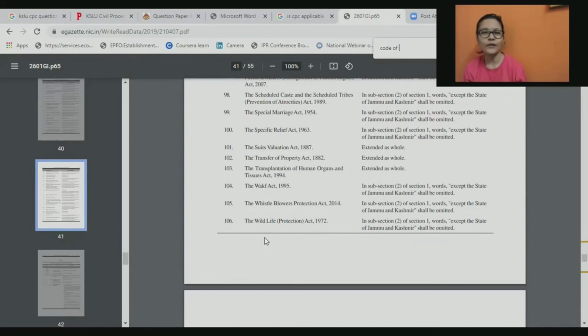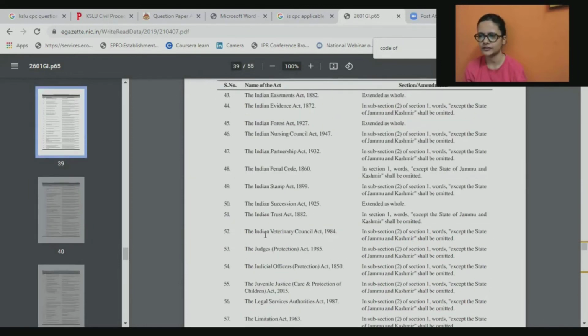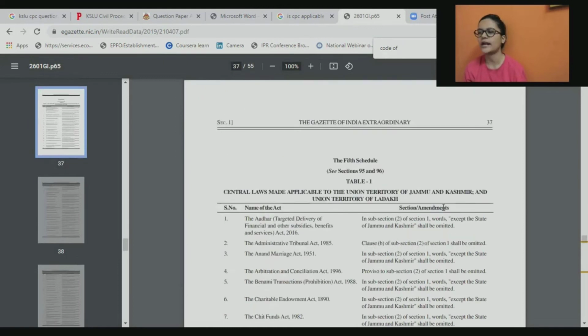Now, it's practically very difficult to amend every single law, right? Just one word we need to remove. For that, it's very difficult to amend all those 106 laws. So rather than doing all that, what they have done is in this schedule itself, the fifth schedule, they have clearly mentioned it. If you look at the starting part, see the name of the act, section or amendments. What has been amended in this legislation? Central laws made applicable to the Union Territory of Jammu and Kashmir and the Union Territory of Ladakh. That means all these laws are now applicable in Jammu and Kashmir.